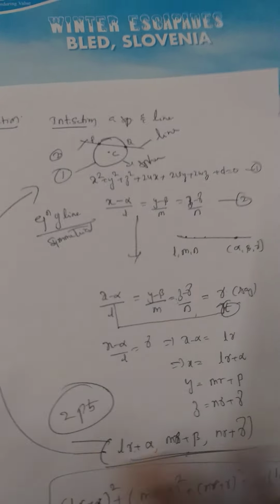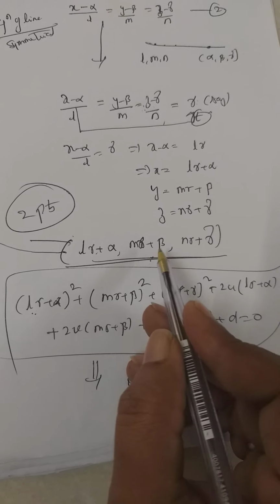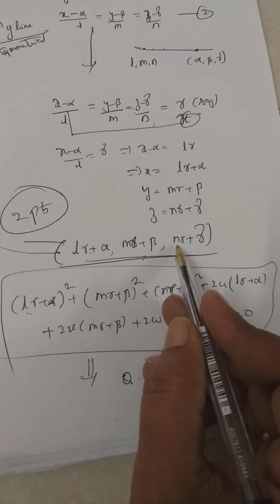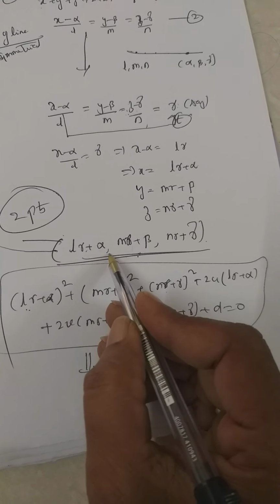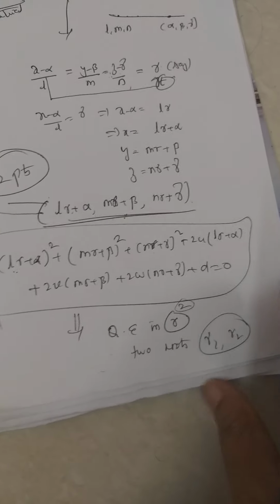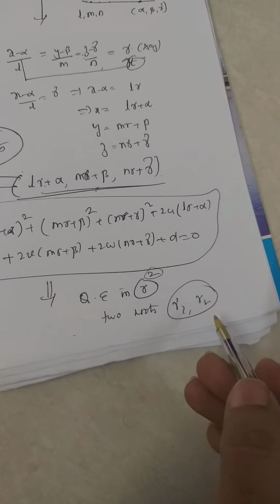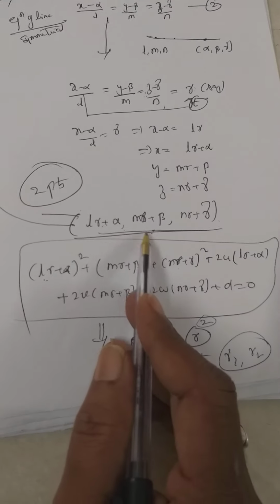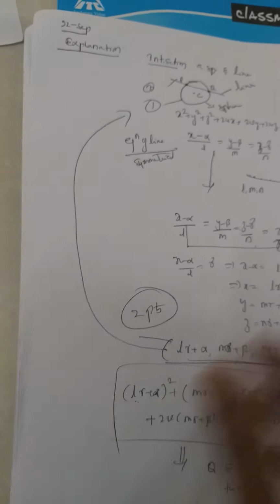Those points, those coordinates of the points are what? LR1 plus alpha, MR1 plus beta, NR1 plus gamma. And the next point is LR2 plus alpha, MR2 plus beta, NR2 plus gamma. Right? Here you will get 2 points. Now we are getting two roots. We are substituting those values in this. That's why you are getting 2 points. If a line intersects the sphere, you may get 2 points of intersection.